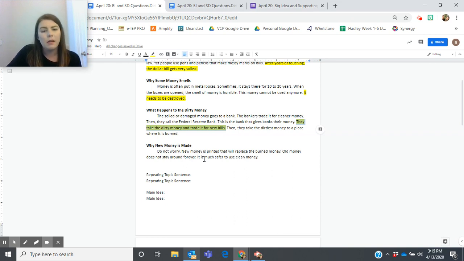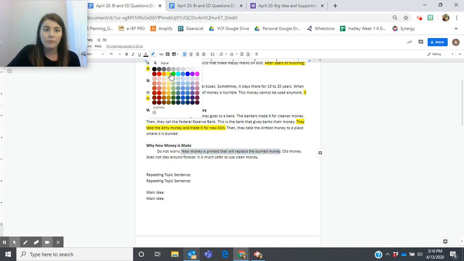Why new money is made? Do not worry. New money is printed that will replace the burned money. Old money does not stay around forever. It is much safer to use clean money. What is this paragraph mostly about? Well, this paragraph is mostly about the idea that new money is printed to replace the burned money.